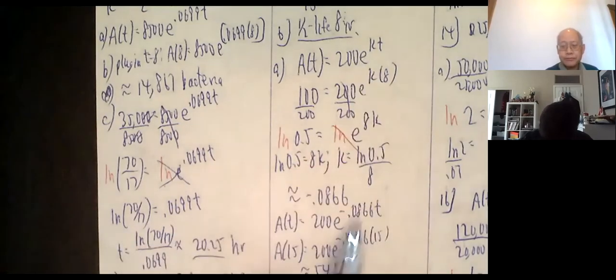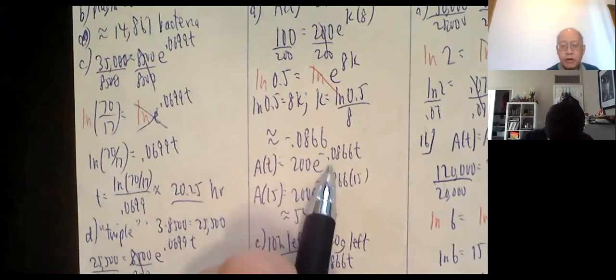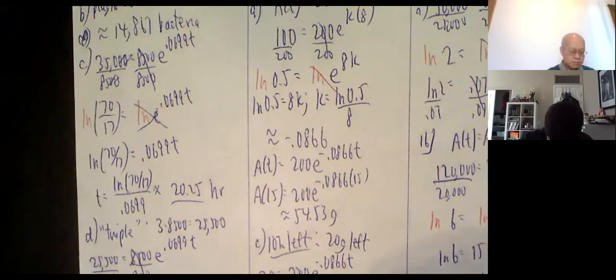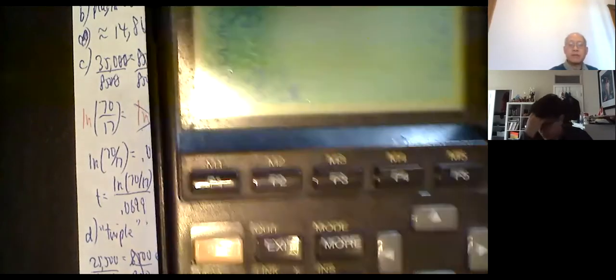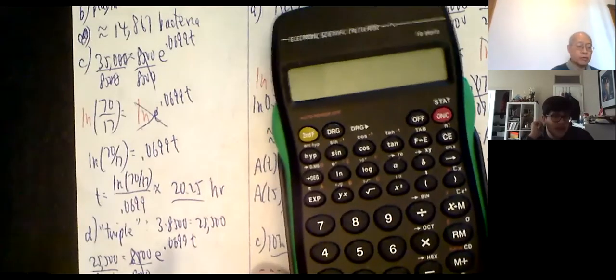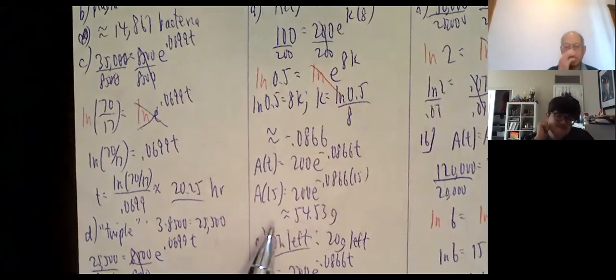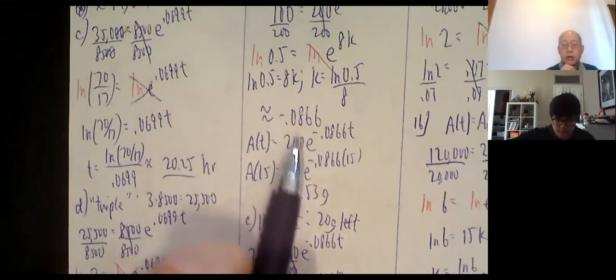Plug that back into here. So A of t is now 200 e to negative 0.0866t. And again, that's just to confirm, in case some of you want to see how I got that in a calculator. ln 0.5 divided by 8, negative 0.0866. Or again, for your calculators that have the left paren, close it with the right paren. Or again, some of you have to hit backwards. You have to hit 0.5 ln, right? And then divide it by 8. Okay, so this is the equation.